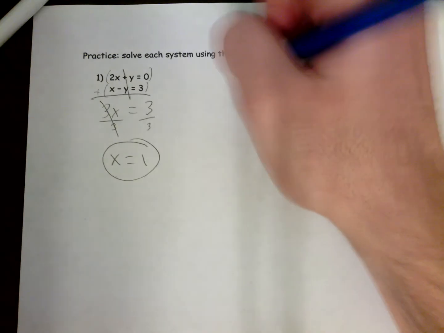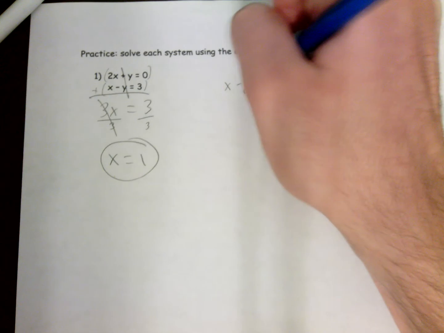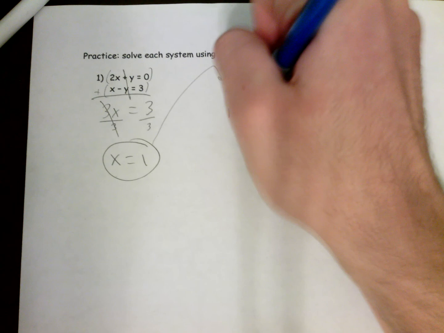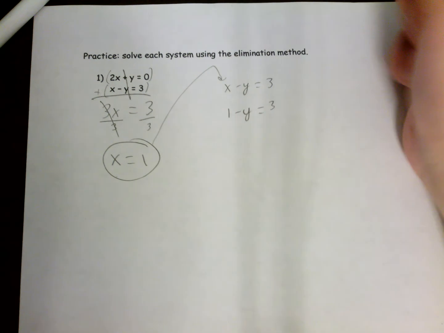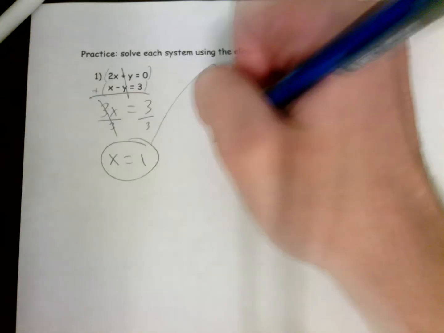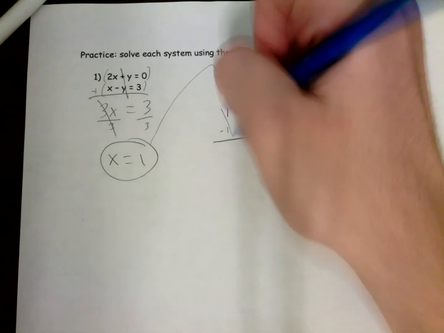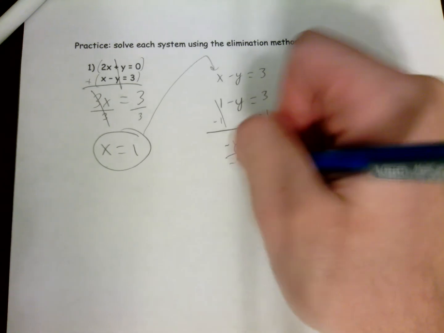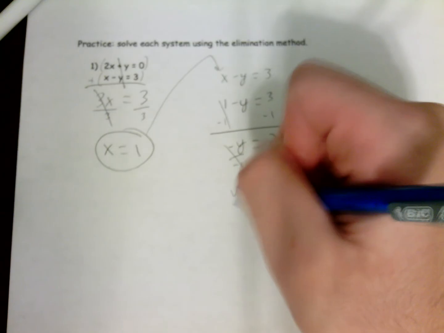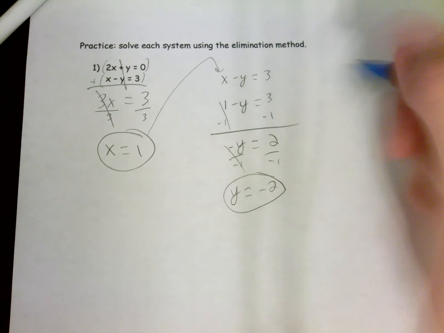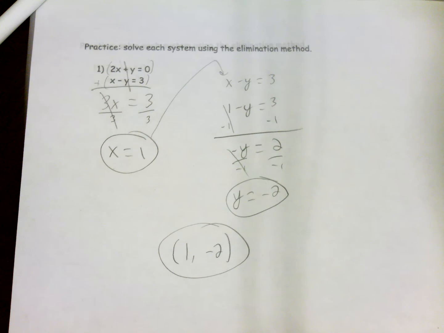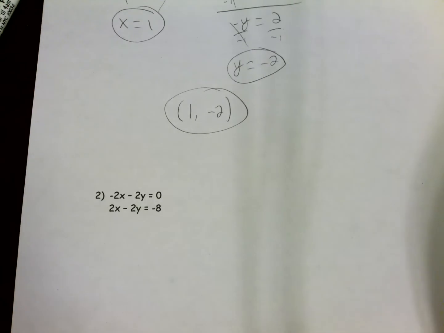Now I need to solve for y. So I'm going to take my second equation, just because it looks a little easier. I'm going to take my 1 and plug it in for x. And now I need to solve for y. So I have 1 minus y equals 3. I'm going to subtract 1 on both sides. That gives us negative y equals 2. Be careful. After I divide both sides by negative 1, I get y equals negative 2. So if I was to graph these two lines, they would intersect at the point 1, comma negative 2. All right, and I'll show you that on another video.